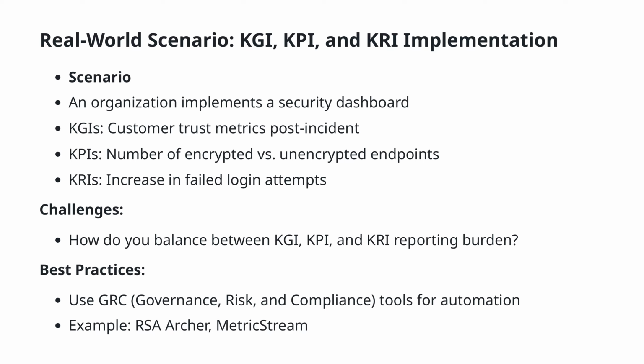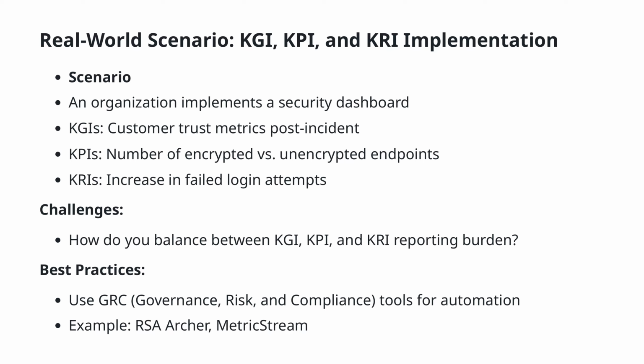Moving on to key performance indicators, KPIs, the organization keeps track of the number of encrypted versus unencrypted endpoints. This metric is essential in understanding the security posture of their endpoints and ensuring that encryption policies are being effectively enforced. For key risk indicators, KRIs, an increase in failed login attempts is monitored. This is a critical metric as it can be an early indicator of potential security threats or breaches, prompting necessary actions to mitigate risks.